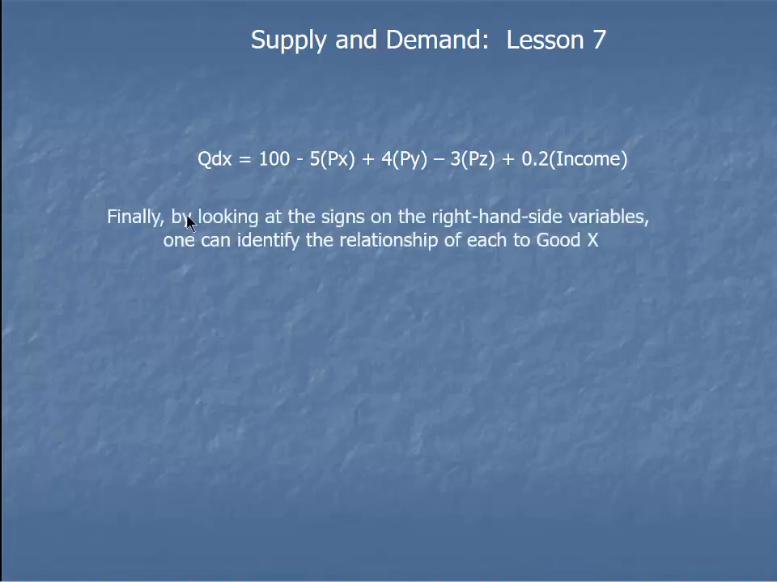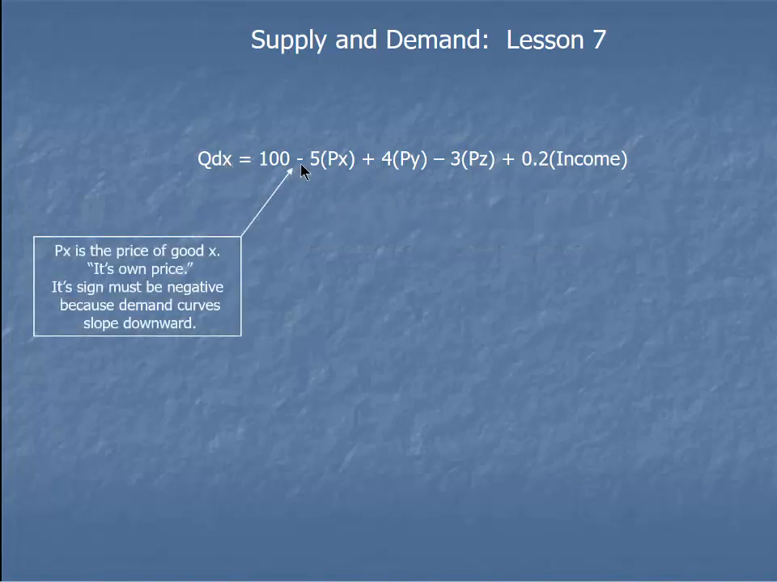All right, so what we have now is this equation. Oh, yeah, there's one other thing I need to bring to your attention. When you look at these signs on the right-hand side variables, they give us some information on how these variables relate to good X. So for example, this one right here needs to be negative, because this is the price of good X and this is the sales of good X, and otherwise the demand curve doesn't make any sense. It should be that when the thing gets more expensive, people buy less of it. So that's why that sign is negative.